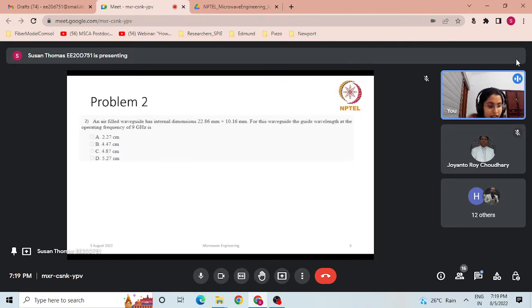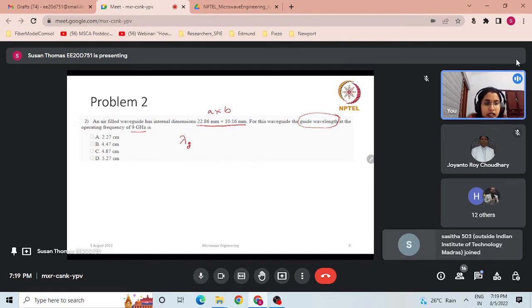That is again about an air filled waveguide that has internal dimensions. So this dimension is going to be A and B. So this is given to us. For this waveguide, the guide wavelength at the operating frequency of 9 gigahertz. So this question is about the guide wavelength. So I can denote it as lambda g. So that is the guide wavelength.